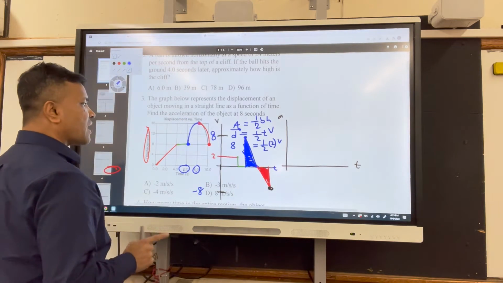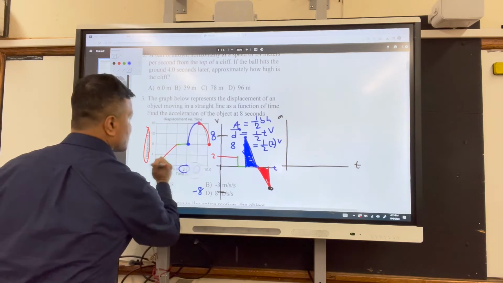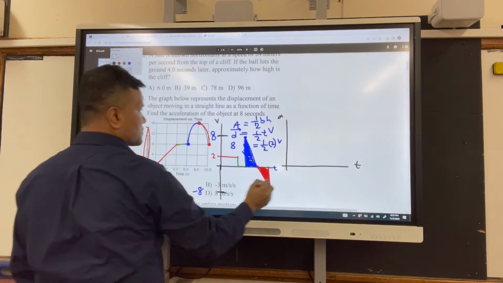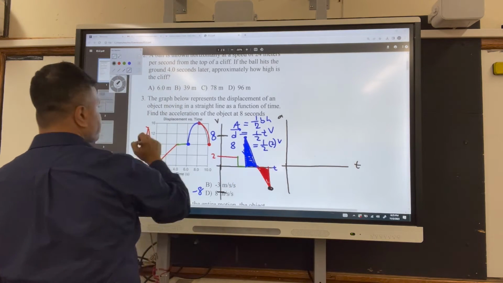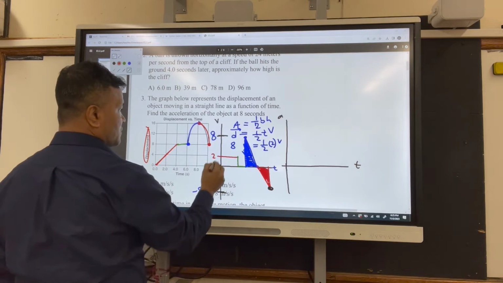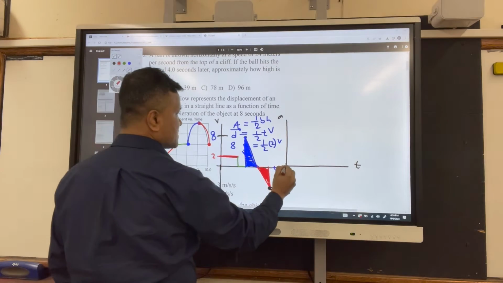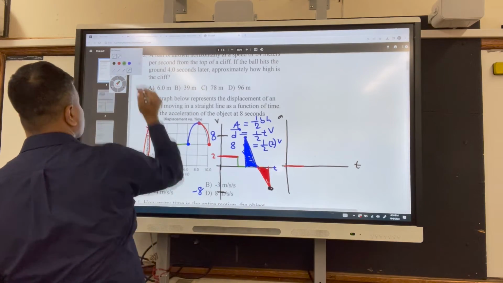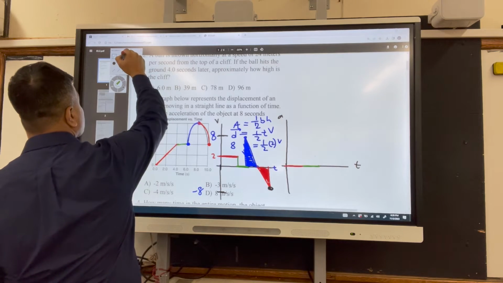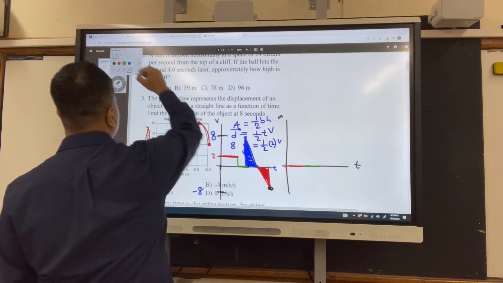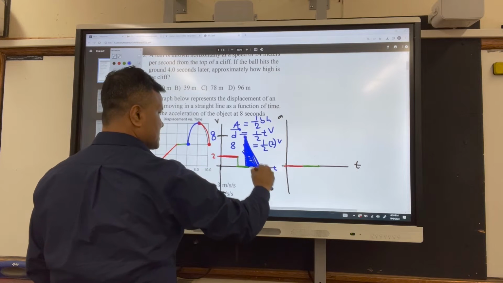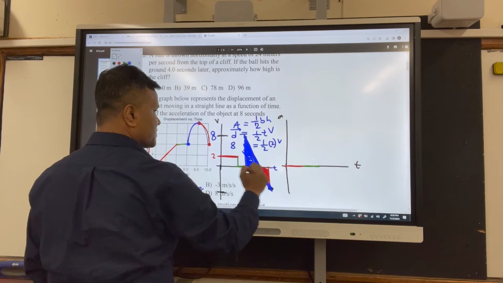So we're going to try to find the acceleration at 8 seconds, right? So now, for the acceleration versus time graph, we're going to have to take the slope of this. Slope of this is 0. Take the slope of this. Slope of this is 0. Take the slope of this. Maybe I'm going to use the blue. Slope of this is negative.